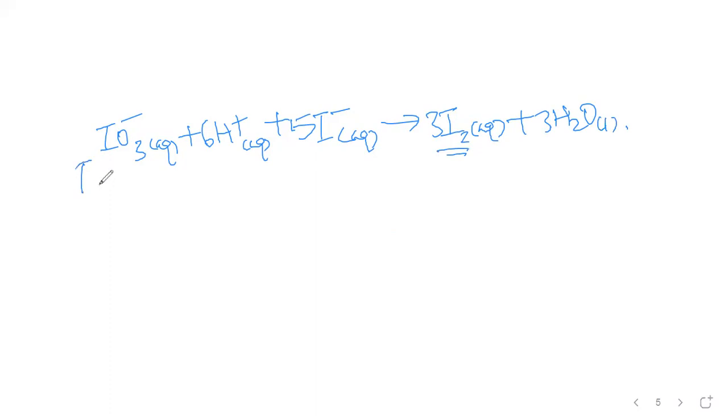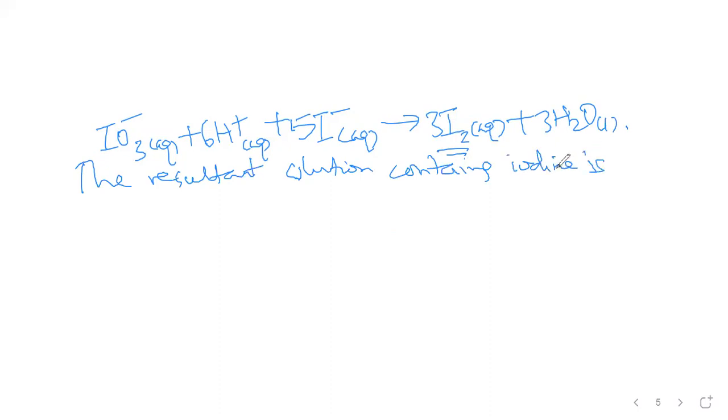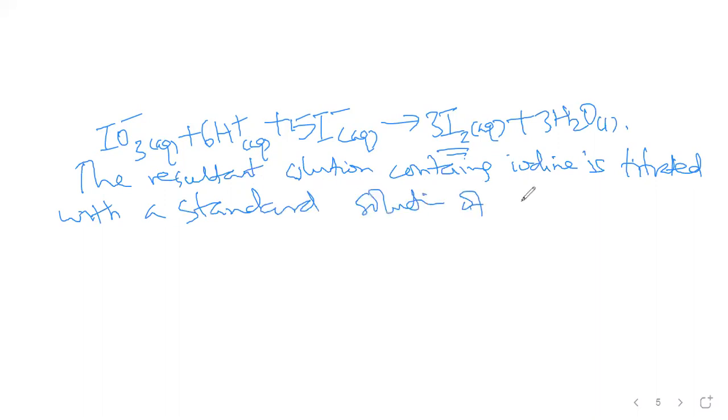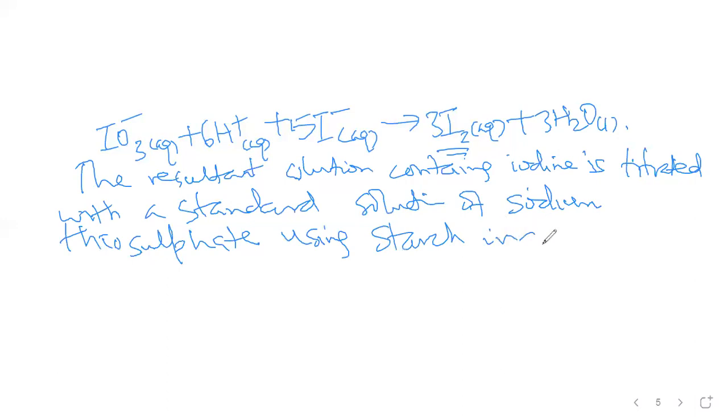Now this resultant solution contains iodine. So the resultant solution containing iodine is titrated. We titrate the whole resultant solution with a standard solution of sodium thiosulfate. In iodometric titration, we use starch indicator. This is a good experiment that can even be set practically. All these experiments we have done here can be set practically.